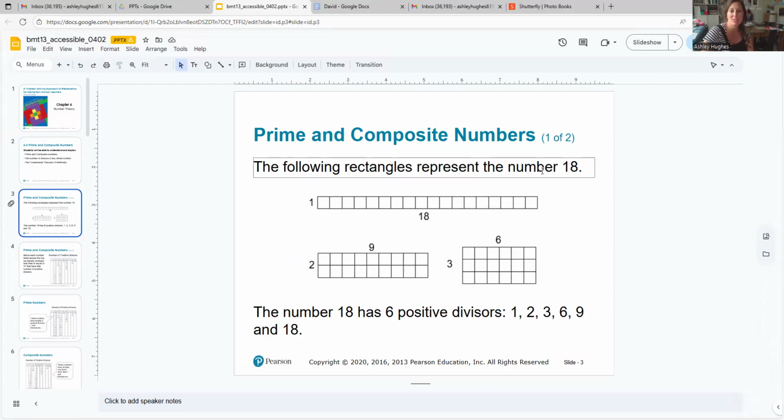The following rectangles represent the number 18. The number 18 has 6 positive divisors: 1, 2, 3, 6, 9, 18. So 18 is an example of a composite number because you can get different options to multiply to 18 besides just 18.